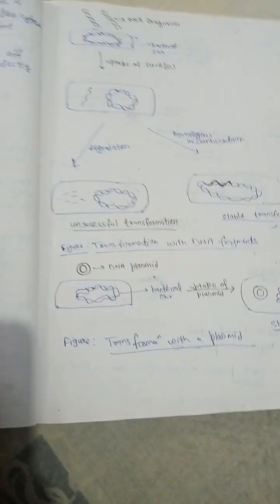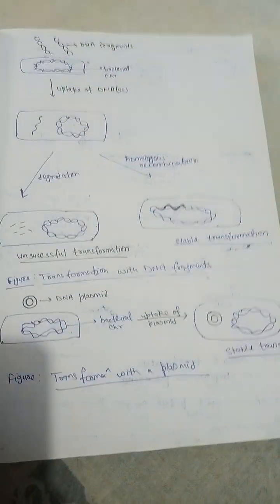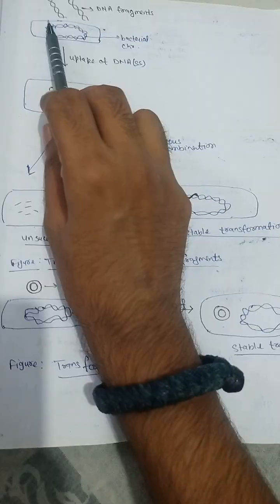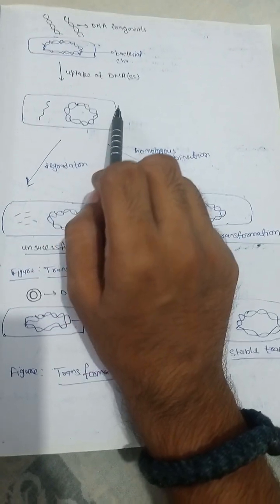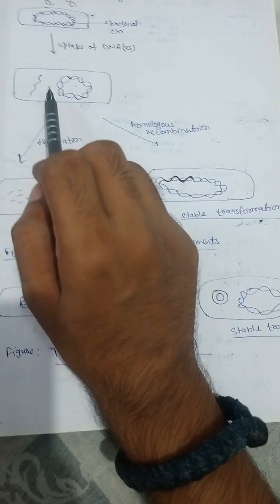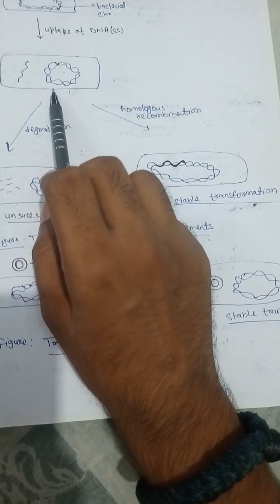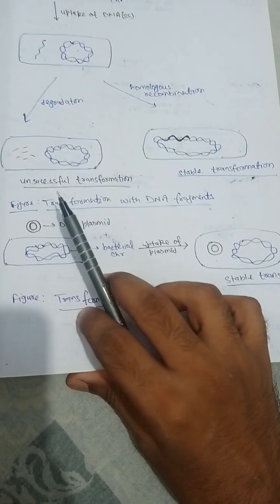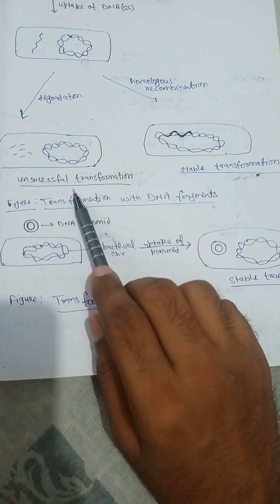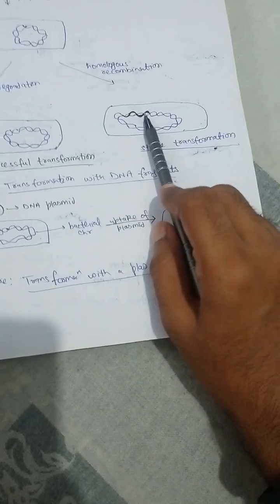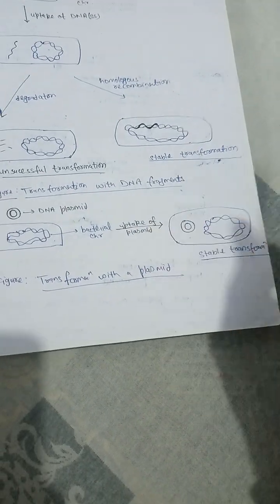Now let's see the figure. See, this is a bacterial cell, and it has a bacterial chromosome, its own chromosome, and in the surroundings various DNA fragments are there. What happens is the uptake of DNA, and the DNA is taken up in single stranded form. So the bacteria has taken up this DNA. However, it can do homologous recombination or it can be degraded by the host immune system, by a restriction endonuclease. If this happens, then it is unsuccessful transformation. But when it does homologous recombination, it recombines with the bacterial chromosome. Okay, and this is stable or successful transformation.